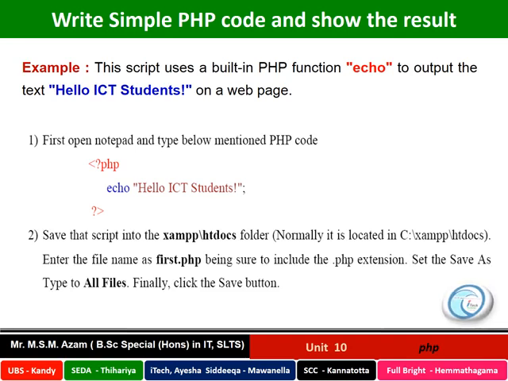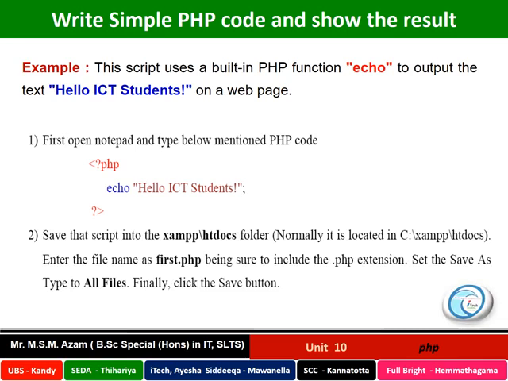Normally, that is located in the C drive, exam folder, htdocs location. When you save this script to that location, you have to give a name to your PHP file. I save my file as first file. When I save that file, I have to give the file name with the extension of the PHP language, that is .php.